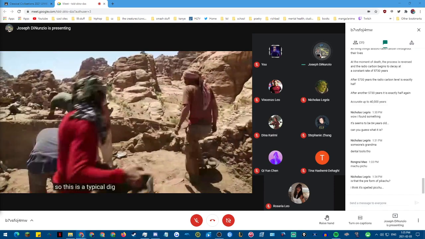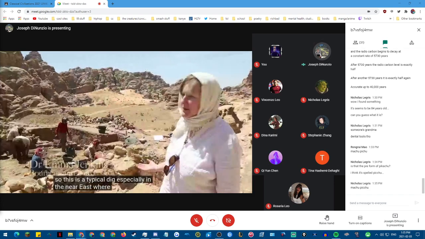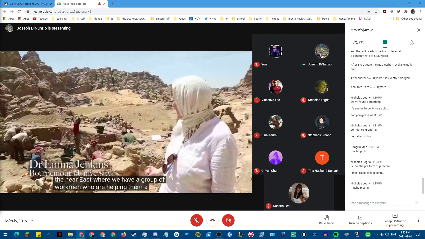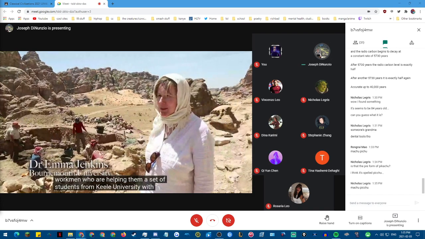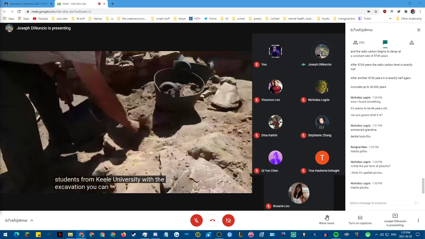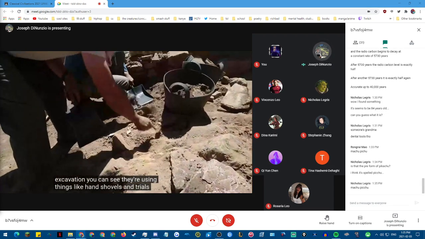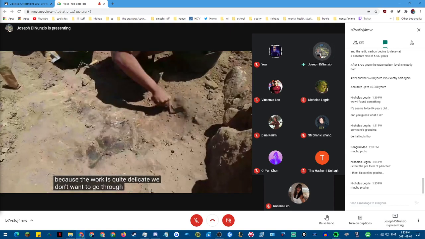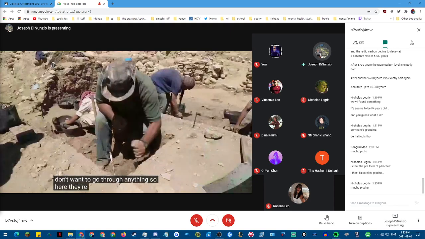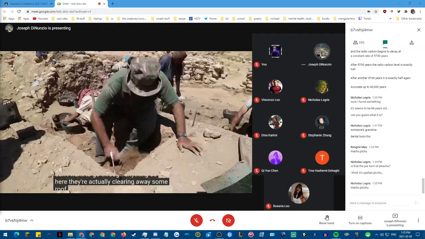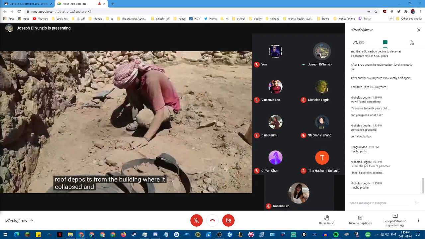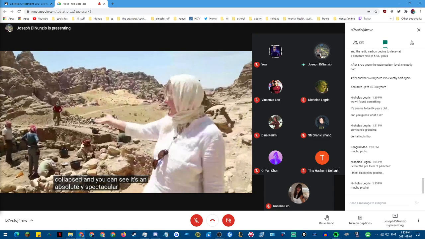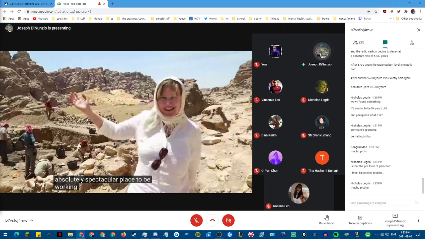So this is a typical dig, especially in the Near East, where we have a group of workmen who are helping a set of students from Kiel University with their excavation. You can see they're using things like hand shovels and trowels because the work is quite delicate. We don't want to go through anything. So here they're actually clearing away some roof deposits from the building where it collapsed. And you can see it's an absolutely spectacular place to be working.